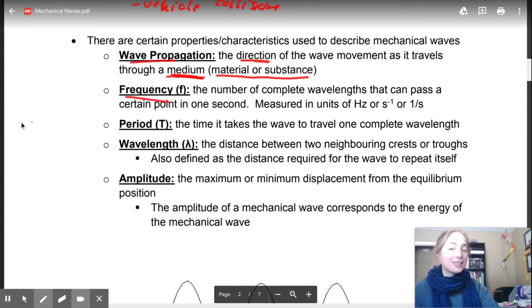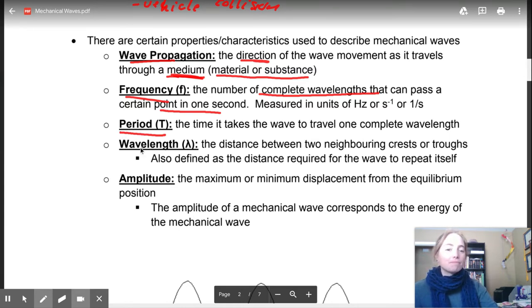The frequency. We've already talked about the frequency. It's the number of complete wavelengths that can pass a certain point in 1 second. Very similar idea, the same as frequency as we used previously: however many cycles can be completed in 1 second.